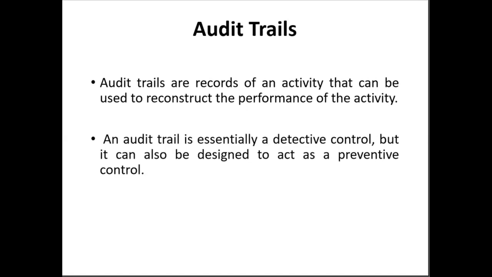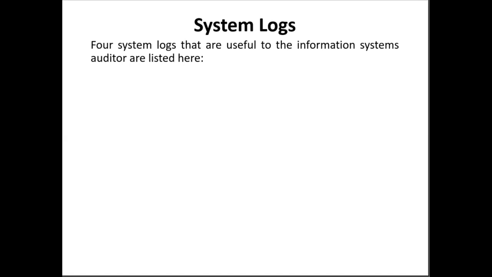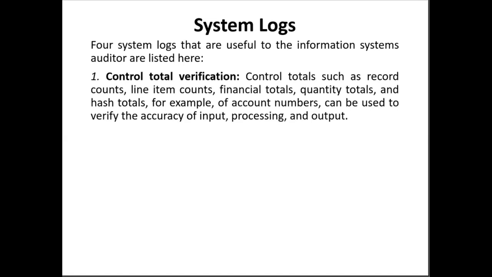Then we also have what is called the system logs. The system logs that are used by the information system auditor are listed below. First, control total verification. Control total verification basically refers to the controls in accounting, the use of control accounts. It exists in terms of control totals such as record counts, line item counts, financial totals, quantity totals, and hash totals. For example, account numbers can be used to verify the accuracy of input, processing, and then output.